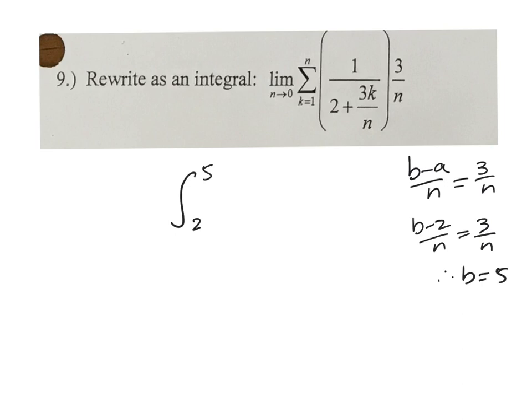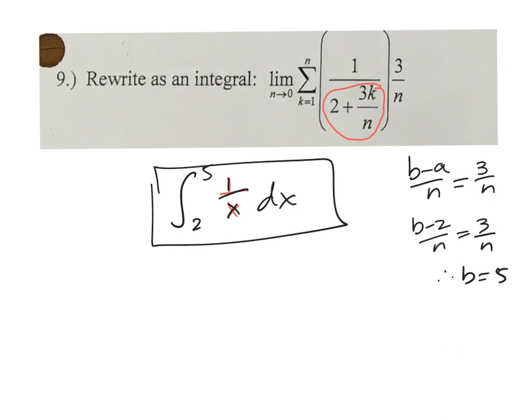Well, if all of this is your input, we're just going to take all of that and replace it with x. So it just turns out to be the integral from 2 to 5 of 1 over x dx. And that's all there is to it. So just look at the function and find what x is. All of this stuff is going to be replaced with x, and what's happening to your input? Well, we're taking 1 and dividing it by the input, and that's all we need to do.